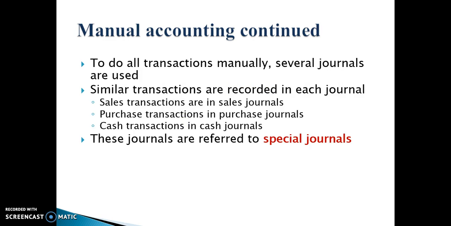Continuing on with the manual accounting, to do all transactions manually, several journals are used. Similar transactions are recorded in each of these journals. So that means that similar transactions are recorded in 2, 3, 4, 5 different journals. For example, a sales transaction will be recorded into a sales journal. Purchase transactions will be recorded also in purchase journals. Cash transactions are recorded in cash journals. And these journals are referred to as specific journals or special journals.